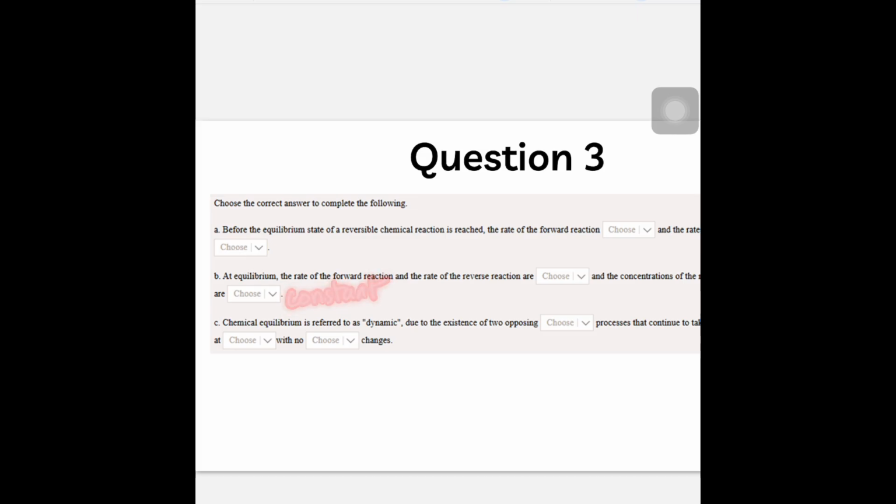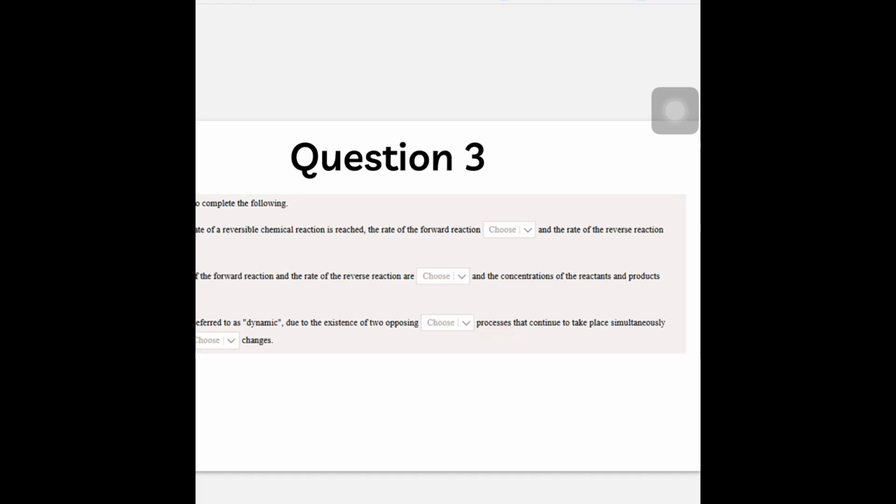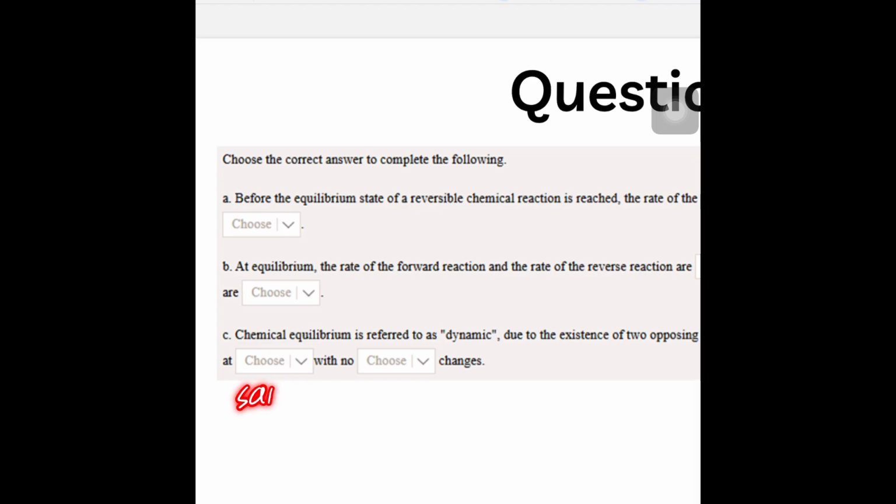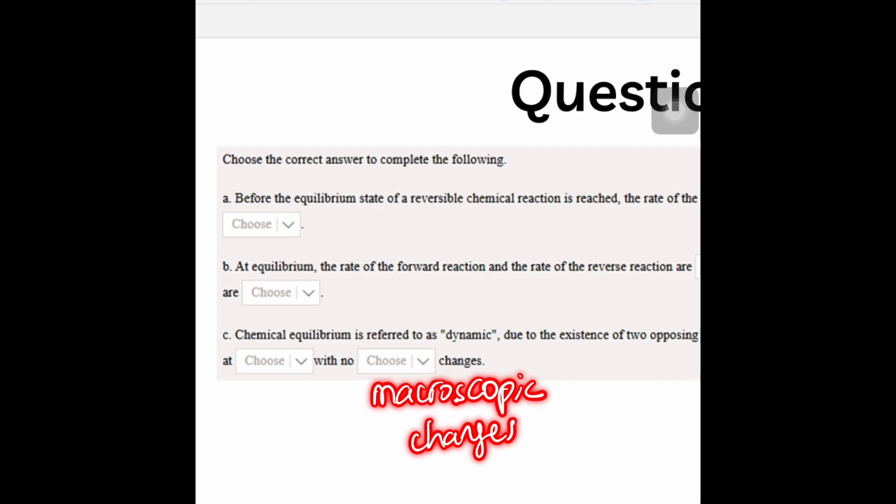They will not change. Now, chemical equilibrium is referred to as dynamic due to the existence of 2 opposing processes. We have the forward rate and the reverse rate, and these processes are dynamic and we cannot actually see them, so we call them microscopic processes that continue to take place simultaneously at the same rate. They happen at the same rate with no macroscopic changes. So you cannot see any change with your eye. So no macroscopic changes.